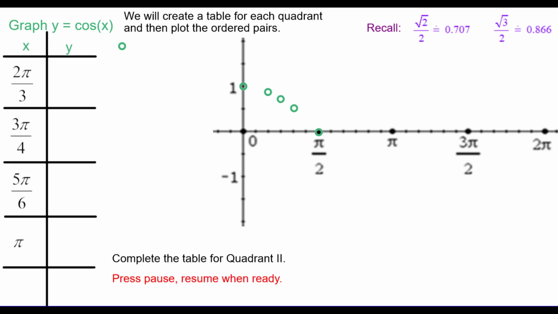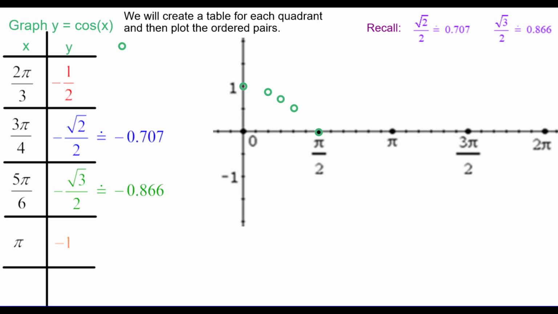Go ahead and copy and complete the table for quadrant 2. Press pause, resume when you're ready. These are the values that you should just know, including the decimal approximations. Notice these are all negative in the second quadrant here. Plot the points, press pause, resume when you're ready.